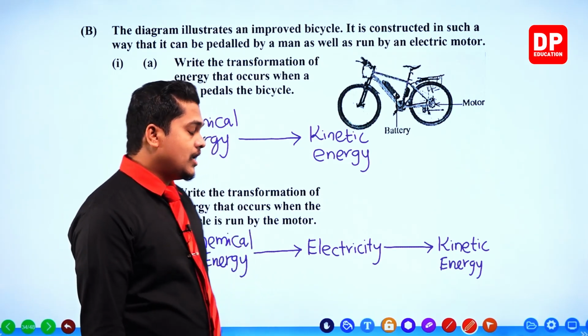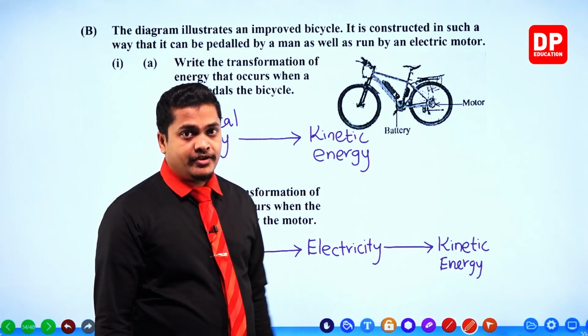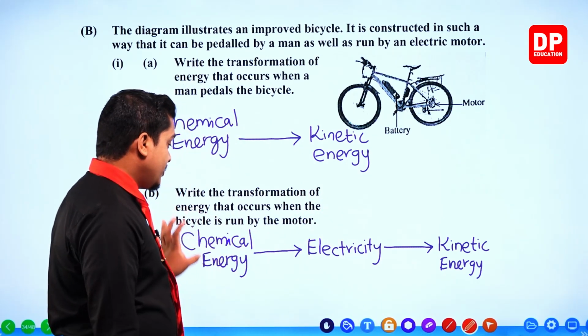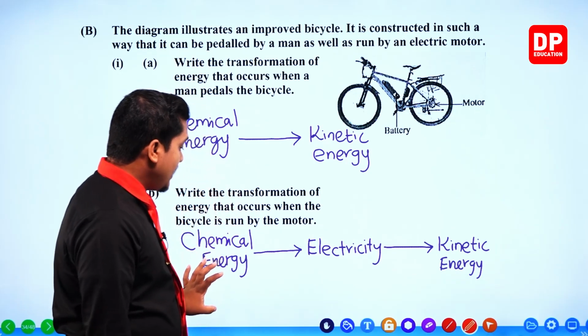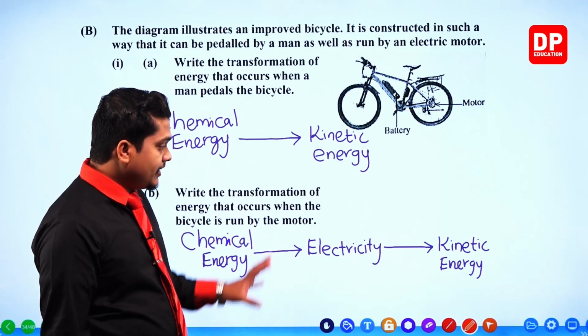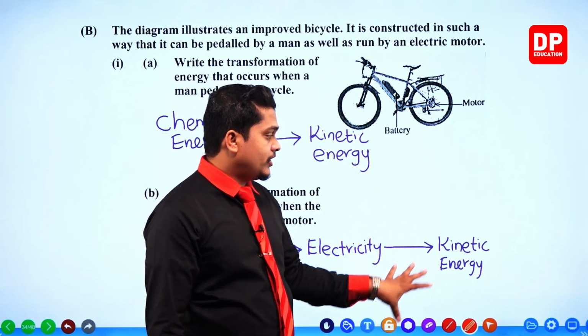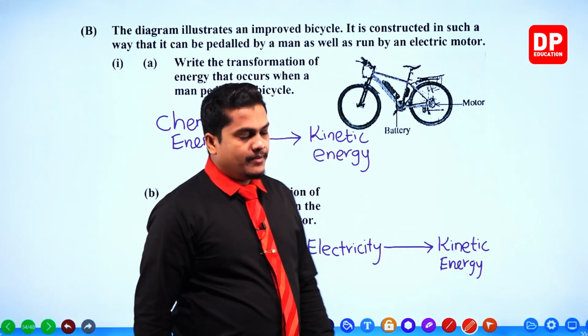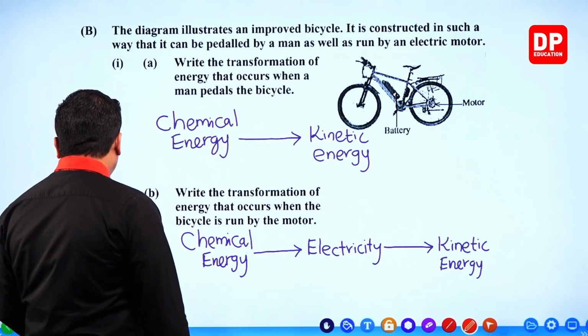So first of all, the motor is operated from electricity, no? So to get electricity, the battery should convert the chemical energy contained within the chemicals inside the battery into electricity. Then that electricity is being provided to the motor so that it will convert that energy into kinetic energy. Okay? Right then.